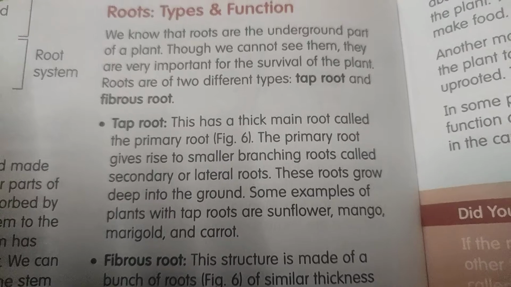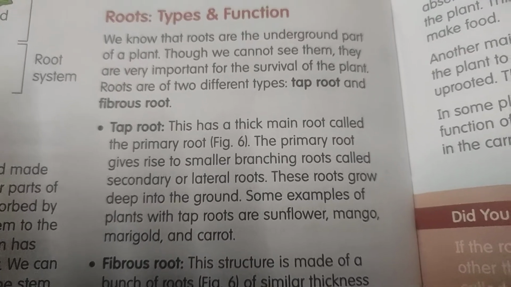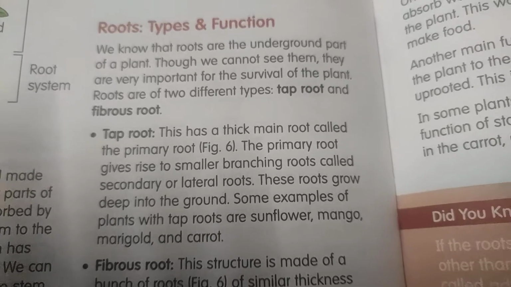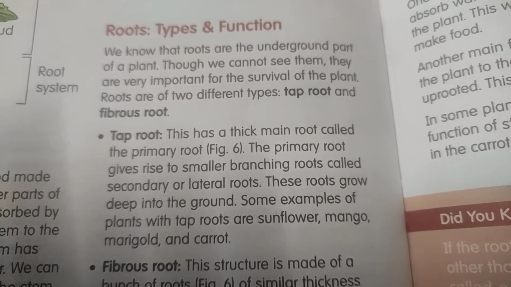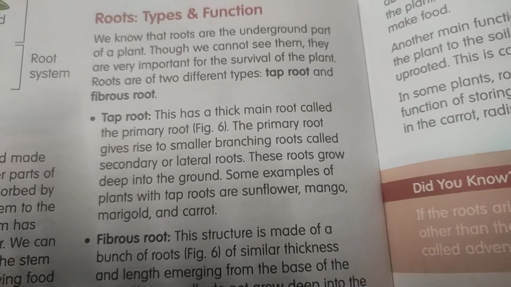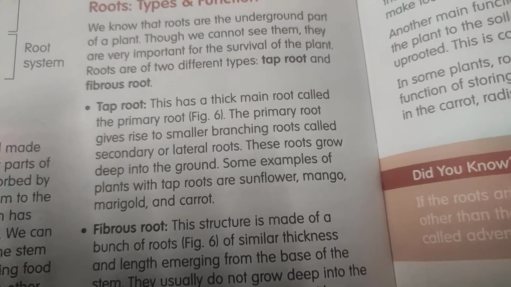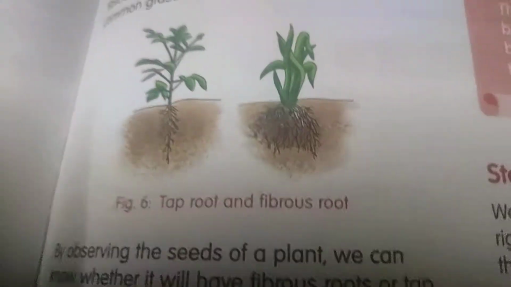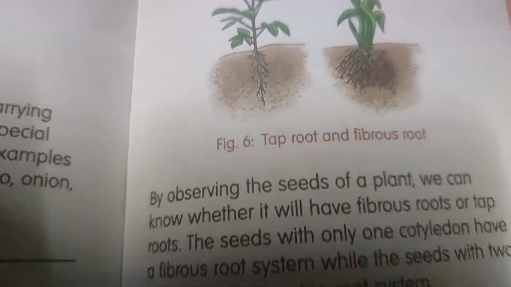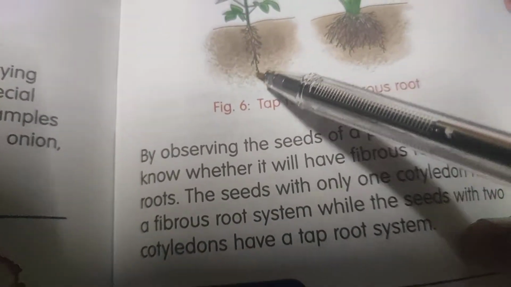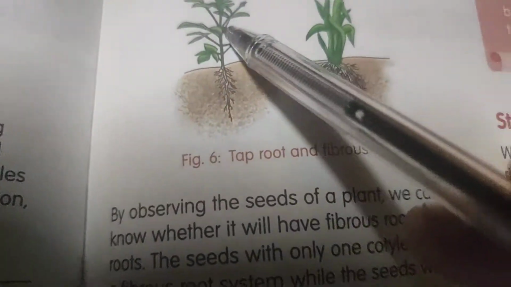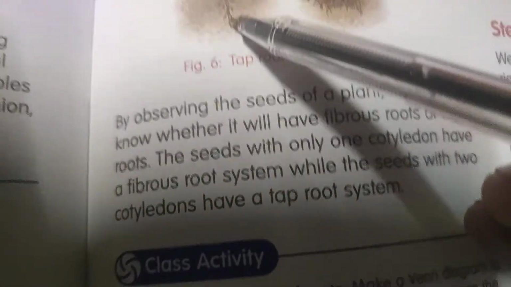So, if you have a long structure, just like a stem, and from that branches come, that is called tap root. One middle long structure, that is called primary root. Now you see this picture, you will understand clearly. See the first picture, a long structure is there. From that branches are coming, just like the branches of a tree or plant.